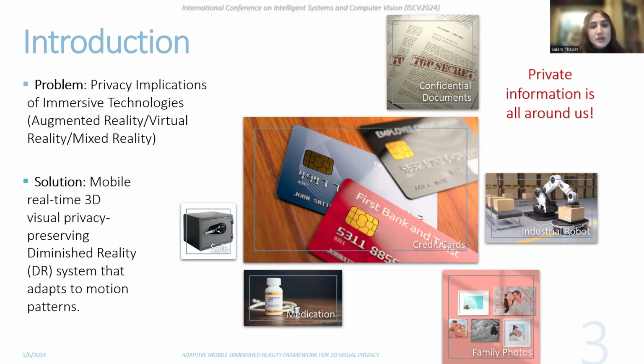So, to mitigate the risk of private content inadvertently leaking in an MR user's environment, we propose a mobile, privacy-preserving diminished reality framework that enables users to obfuscate their most sensitive objects on the fly during a live MR feed, to obfuscate 3D objects, that adapts to motion.